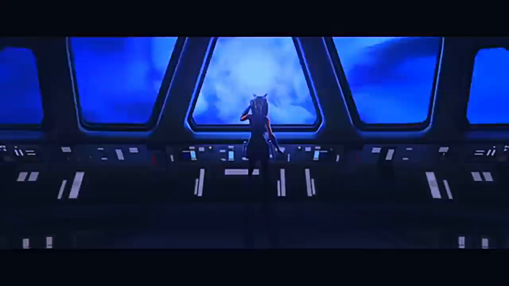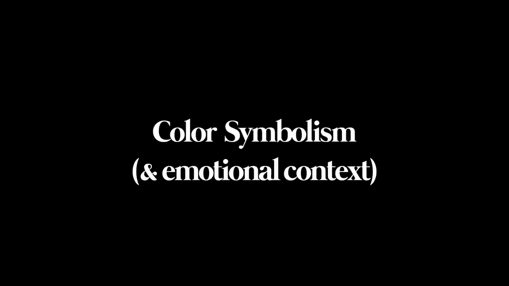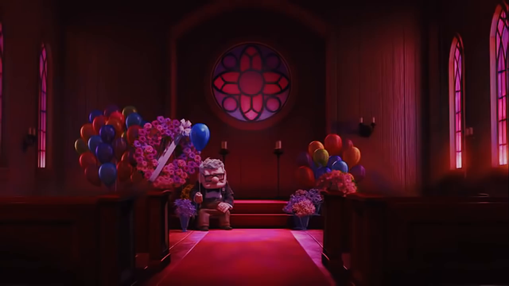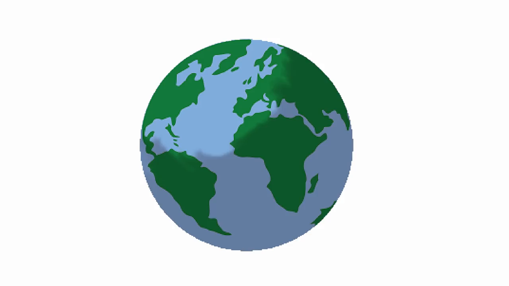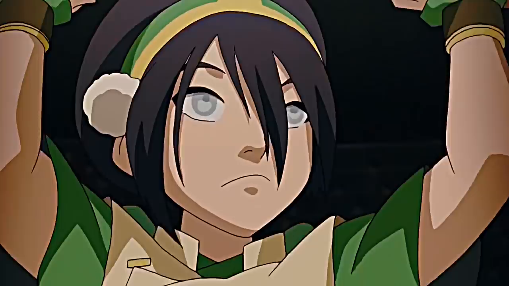This brings me to the third and final section of the video, color symbolism and emotional context. Color can be a powerful tool when conveying the emotional mood of a piece. Of course, a big part of how color conveys emotion is through cultural symbolism and context. For example, in Western and Eastern cultures, opposite colors represent death. You'll find that colors often take on double meanings depending on the time and context.